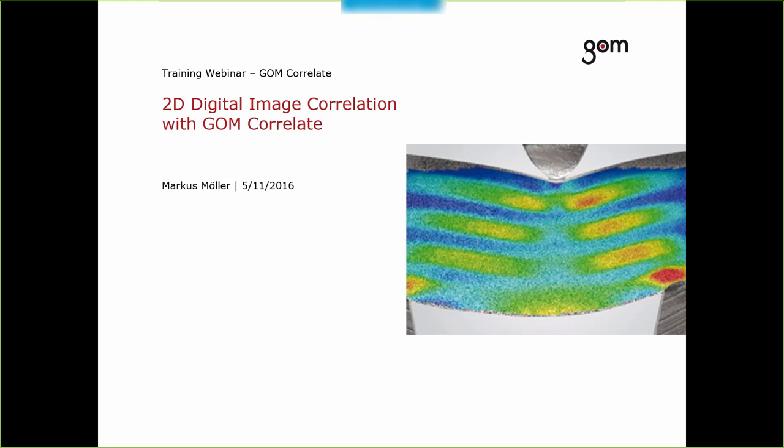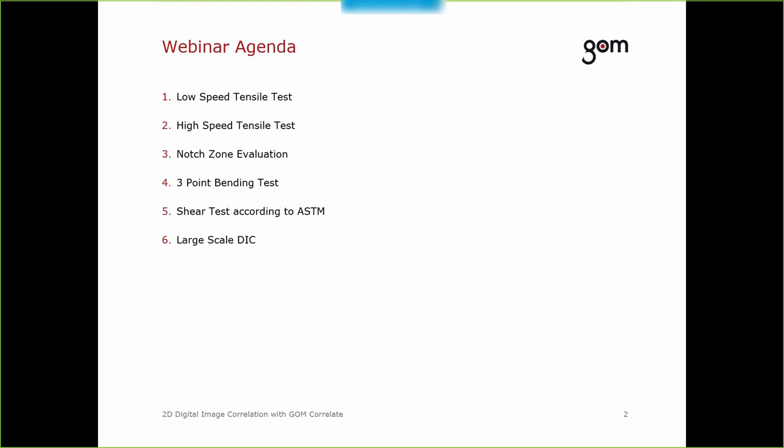We would like to show you different aspects in the free GOM Correlate edition in terms of how to do 2D evaluations for digital image correlation. So the agenda for today, we would like to focus on a few different tests. The first one is a low-speed tensile test. We will go then further to high-speed tensile test evaluation, the evaluation of the notch zone of a 2D test, going further into a 3-point bending test, looking into the evaluation of a shear test according to ASTM, and also going through larger scale DIC evaluations.